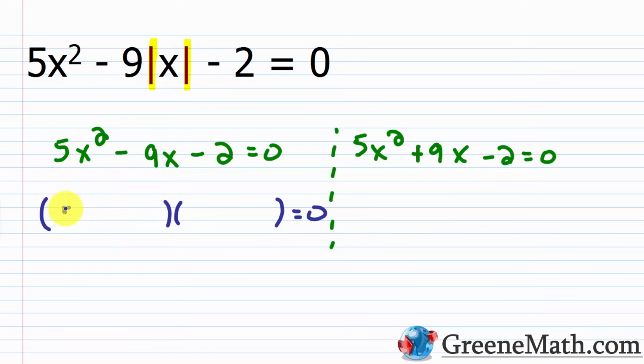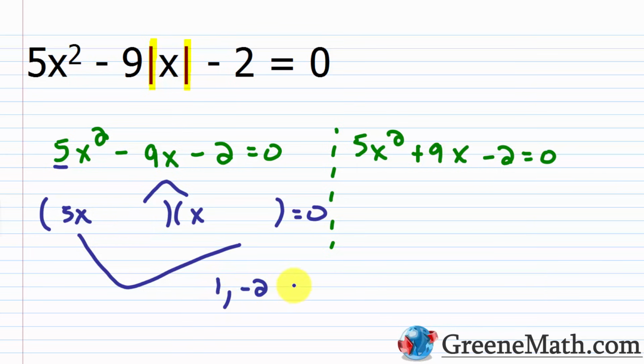So I know that this is going to be 5x, and this is going to be x because this is a prime number here. So I need to make sure the outer and the inner work itself out. So I'm looking for what? I'm looking for a middle term of negative 9x, and I'm looking for a final term of negative 2. So when we think about negative 2, we know something's got to be positive and something's got to be negative, okay? So we also know that the factors there could be 1 and negative 2, or it could be negative 1 and positive 2, okay?